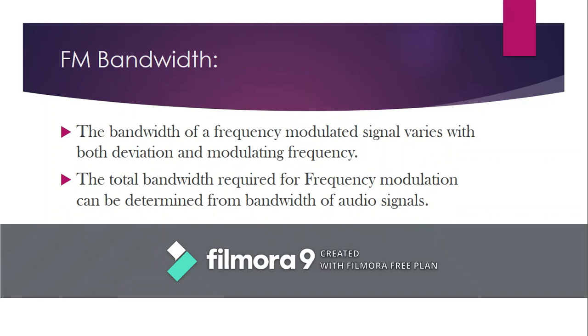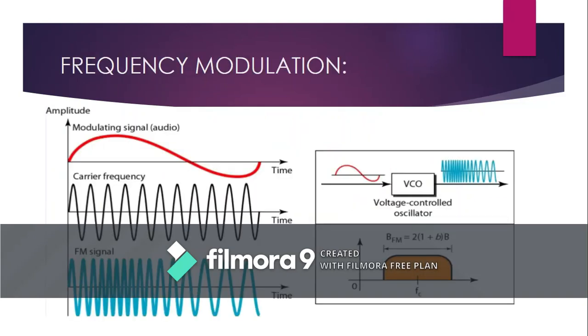Frequency modulation bandwidth. The bandwidth of a frequency modulated signal varies with both deviation and modulating frequency. The total bandwidth required for frequency modulation can be determined from bandwidth of audio signals. This figure shows the concept of frequency modulation. Frequency modulation is normally implemented by using a voltage controlled oscillator as with FSK. The frequency of the oscillator changes according to the input voltage, which is the amplitude of the modulating signal.